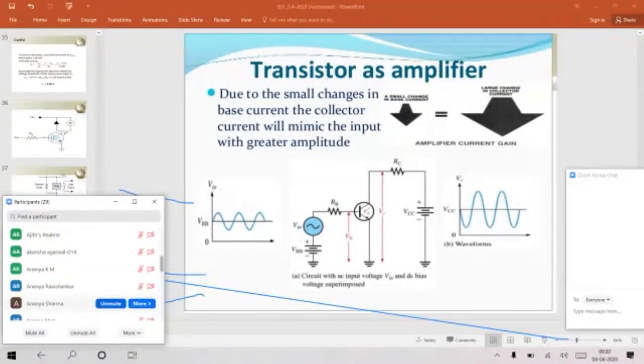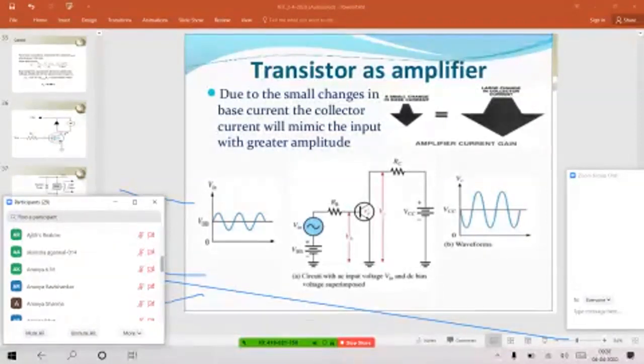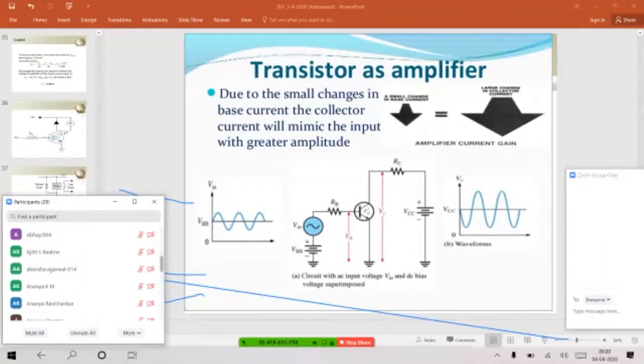We discussed this in the beginning yesterday. Input circuit means the base emitter junction is forward biased and the collector emitter junction is reverse biased. Then you can say you are operating your transistor in the active region and it can be made to work as an amplifier.